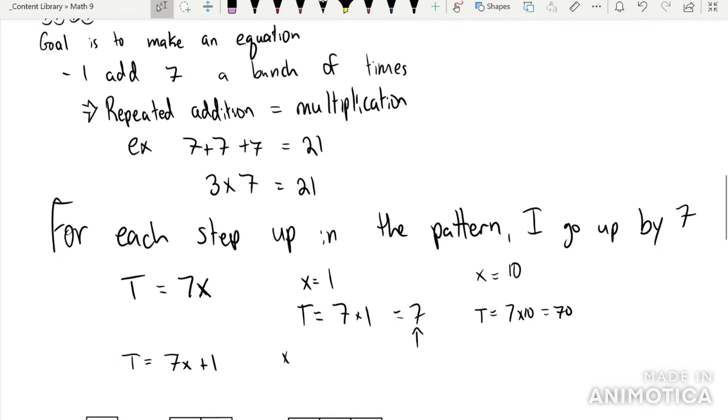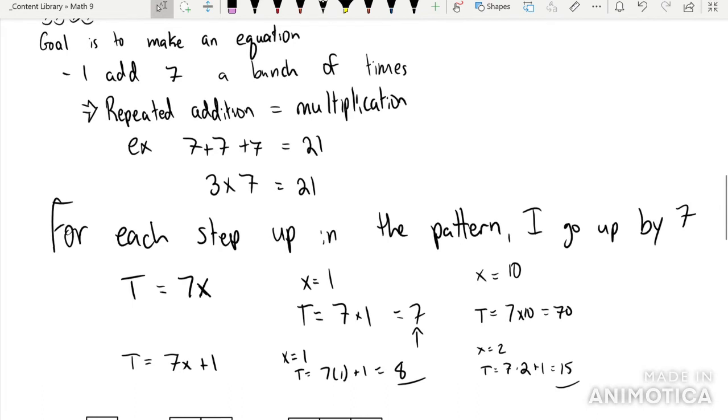Well, now if I have x is equal to 1, t would be equal to 7 times 1 plus 1, which is going to give me 8. If I do x is equal to 2, I'm going to get t is equal to 7 times 2 plus 1, which is going to give me 15. So I have the second and I have the third one.